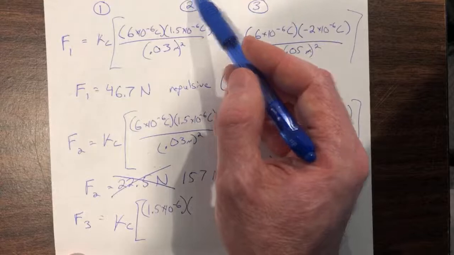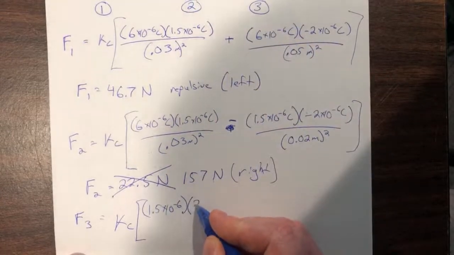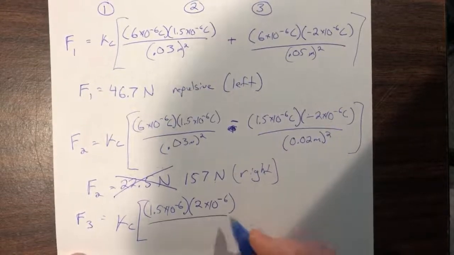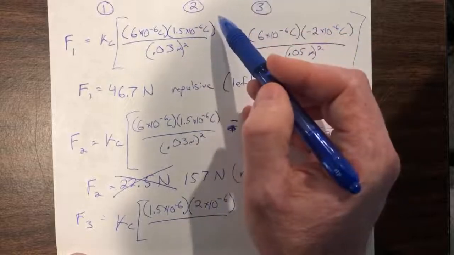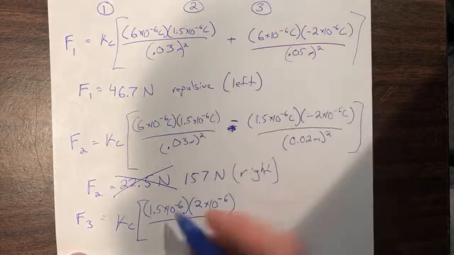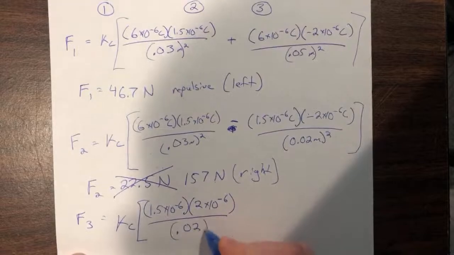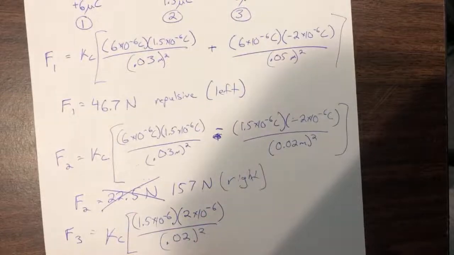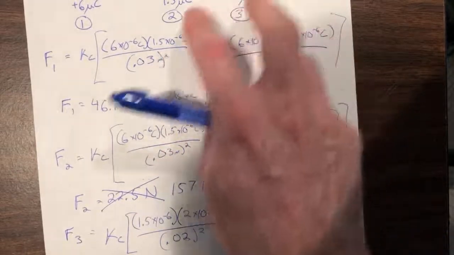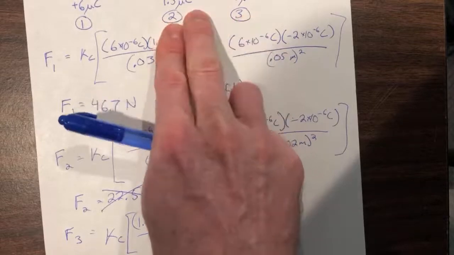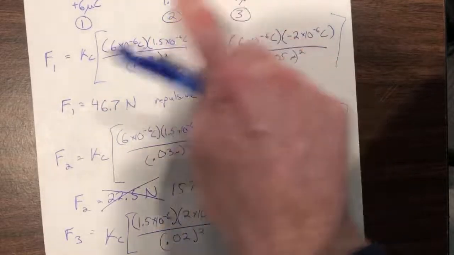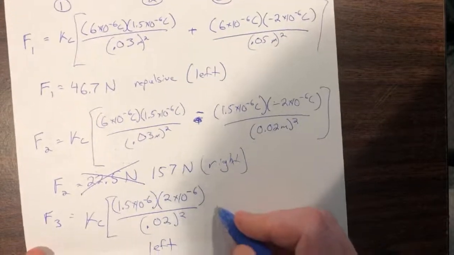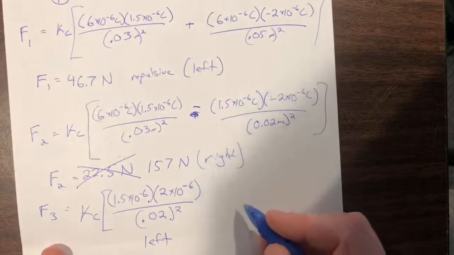So 1.5 times 10 to the minus 6 times 2 times 10 to the minus 6 over 0.02 squared. Rather than making it negative or positive, I'm just going to leave this as positive and think, okay, how is that going to be affected? That force is going to be attractive, so it's going to cause this one to be pushed to the left, right? And then I'm going to add or subtract, I'll determine at the end.